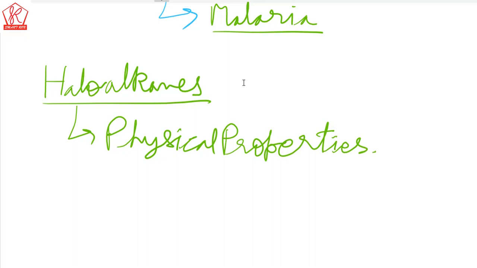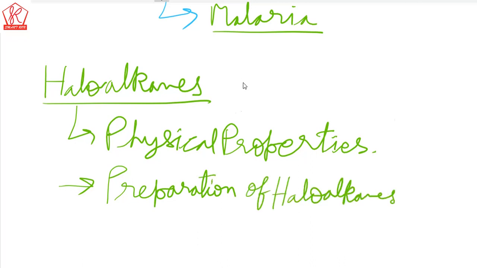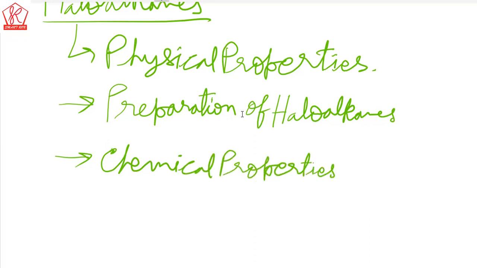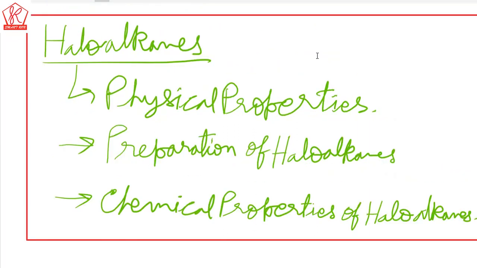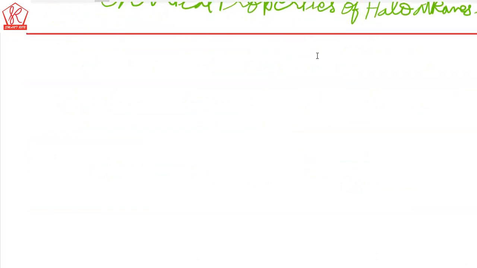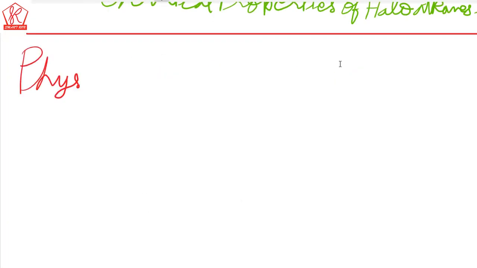Then we will move on to the preparation of haloalkanes. And at last, we will read the chemical properties of haloalkanes. So yes, that's all about this chapter. Haloalkanes, we will first read the physical properties, then the preparation of haloalkanes, and then move on to the chemical properties of haloalkanes. So right now we will be talking about the physical properties of haloalkanes.